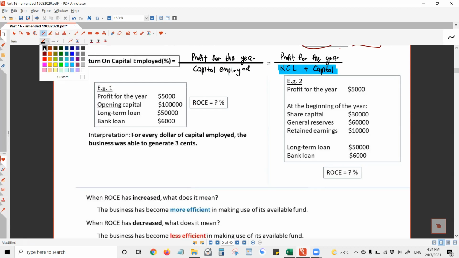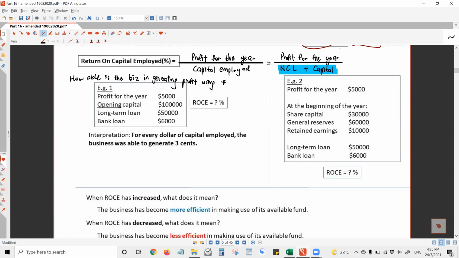Basically, this formula tells us how able the business is in generating profit using the funds available. That means their ability. We are looking at their ability by calculating this return on capital employed. So the name of the formula is return on capital employed. Once you have calculated this, you would be able to see the ability of the business in generating profit using the funds available. Funds available here refer to the capital employed.